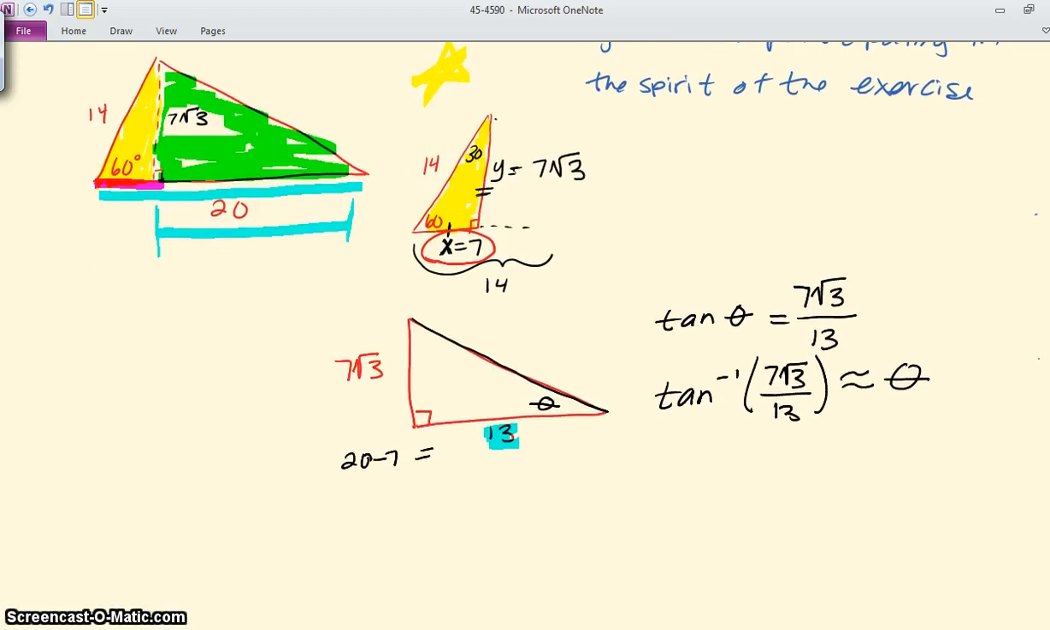If we had the angle, we could use it to finish the triangle. So go ahead and push those buttons for the inverse tangent. You're going to need to put 7 square root 3 in its own set of parentheses for the numerator of the ratio, and then close the parentheses after your denominator of 13. And we get a value for that angle of approximately 43 degrees.